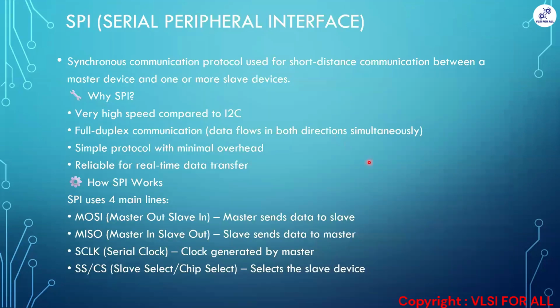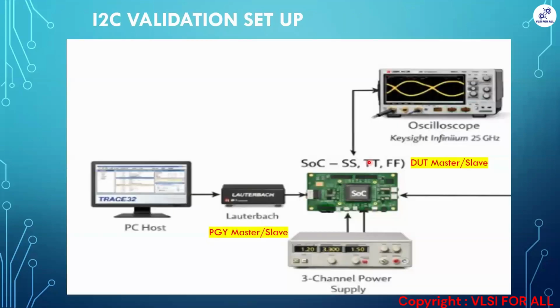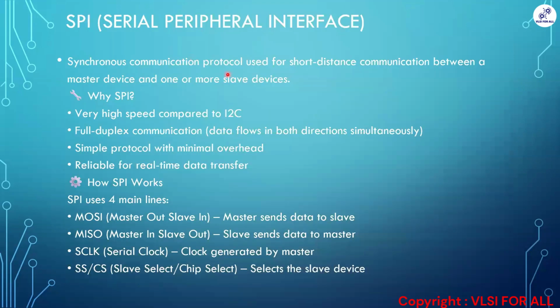And we can see the corresponding signals in the oscilloscope. Here we will be using the passive probes as it's a low speed IP. And coming to the SPI, it's a Serial Peripheral Interface. It's a synchronous communication where we use the clock, and it is used for short distance communication between master and slave devices.